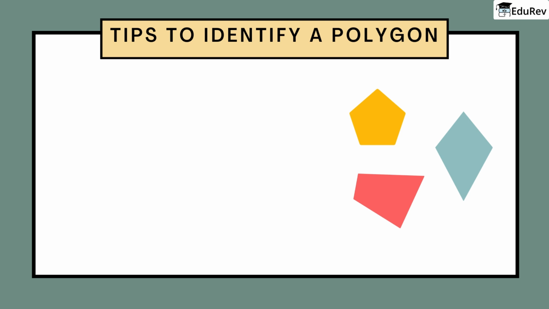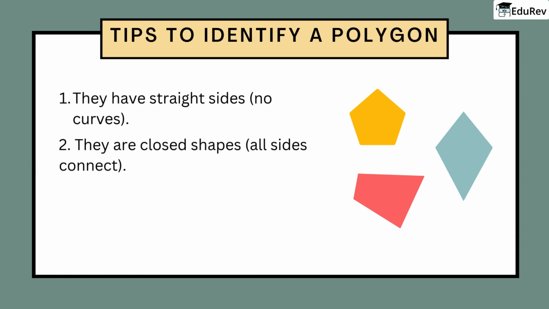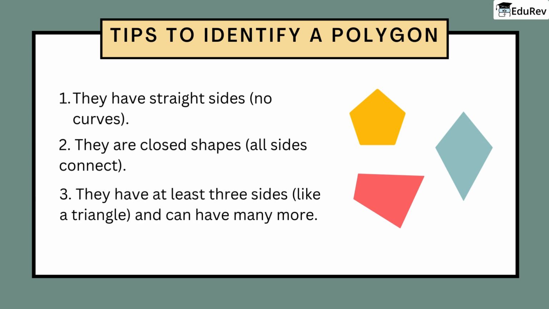Now, here are some tips to identify a polygon. First, they have straight sides, no curves. Second, they are closed shapes, all sides connect. Lastly, they have at least 3 sides, like a triangle, and can have many more.